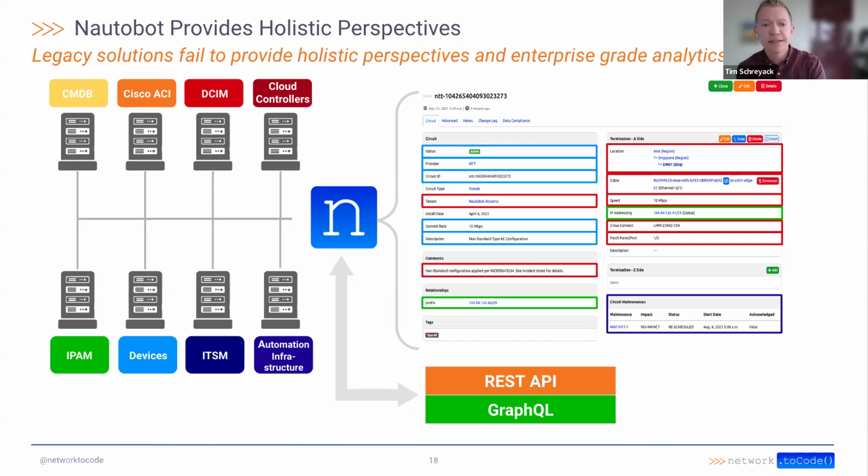You can also see this example here on the screen where we can see all of this data in one place. You can see that represented by those colored boxes around each of the different components of data. So referencing whether it's from the device or from our DCIM tool or our CMDB tool, all of that data presented in one holistic screen for the human to consume.